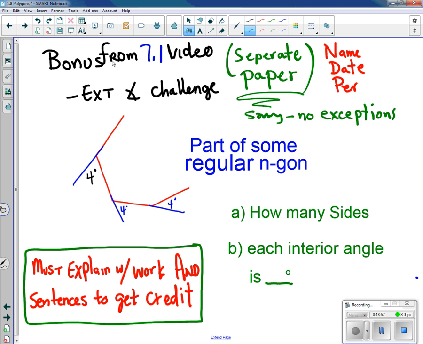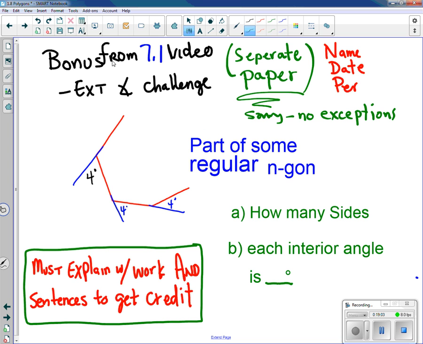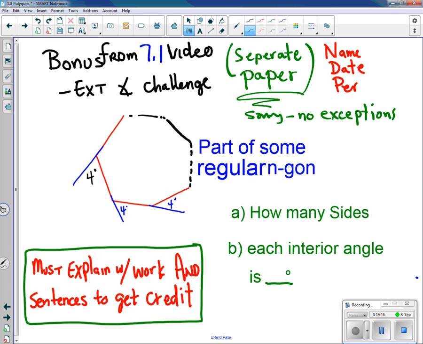So it's kind of an exterior angle challenge. I have this figure down below here, and it's some regular n-gon. All the exterior angles are the same. I don't know how many sides there are. I just know that this is a sampling from the sides. Now, it's not drawn to scale, so you don't need to pretend like that. It could be drawn like that, okay?